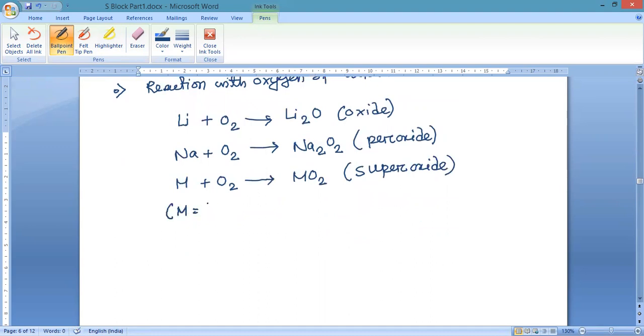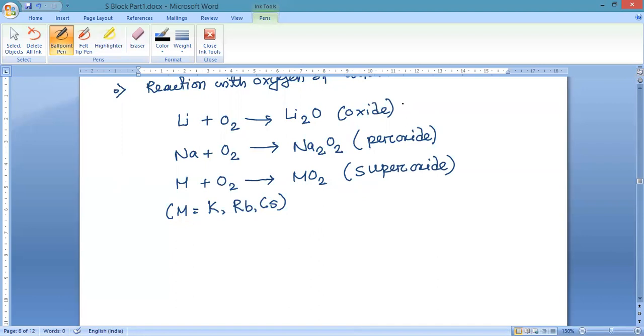The rest of the group 1 elements like potassium, rubidium, cesium. Okay, so अगर ये मेटल पोटेशियम, रुबिडियम और सीजियम, अगर ये मेटल ऑक्सीजन के साथ रिएक्ट करे तो प्रोडक्ट आपको मिलेगा सुपर ऑक्साइड. And when oxygen reacts with sodium, it forms peroxides, and when oxygen reacts with lithium, it forms oxides. So this is the difference, how alkali metal reacts with oxygen, and the products are different.